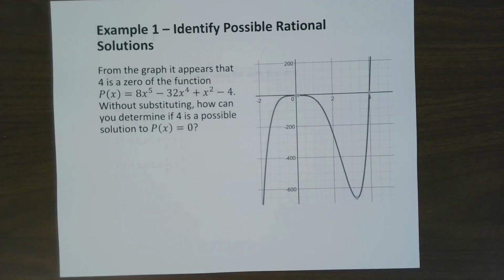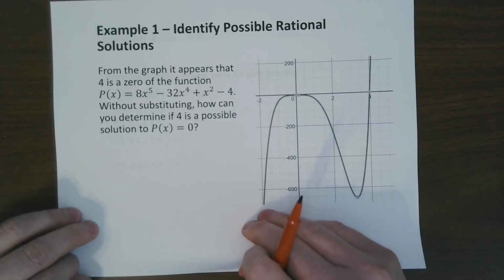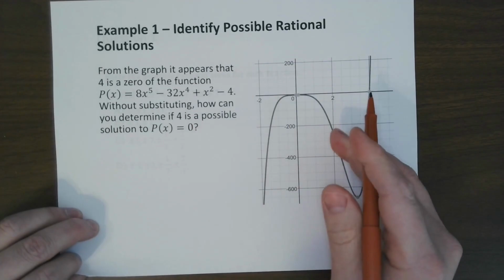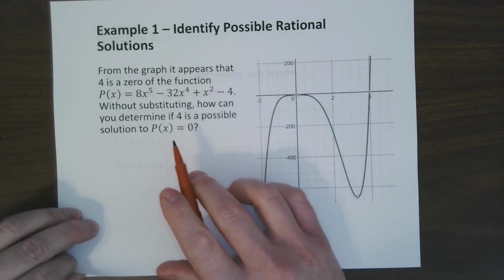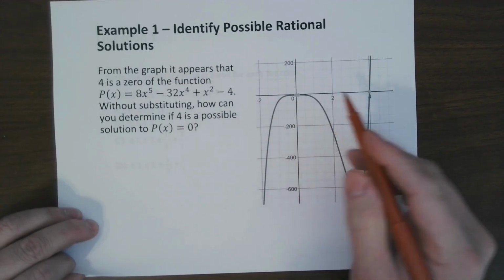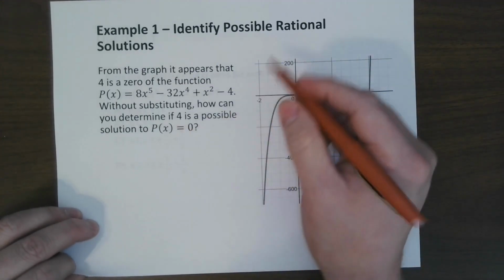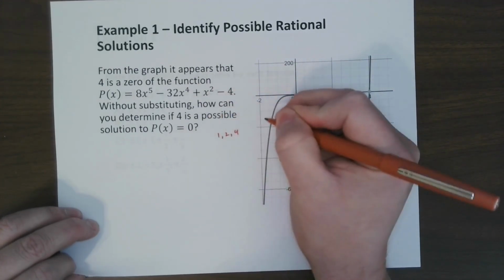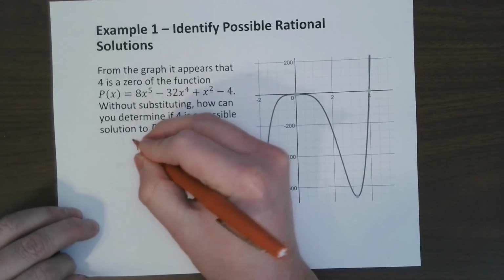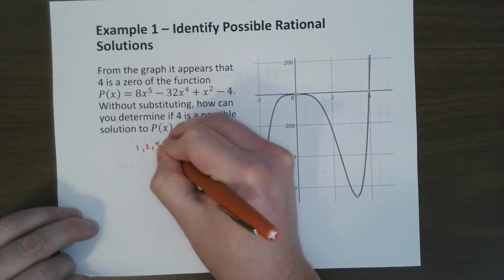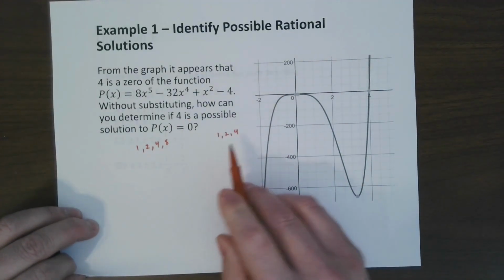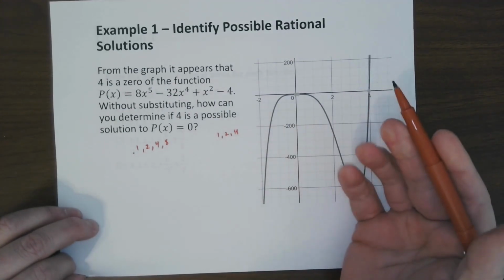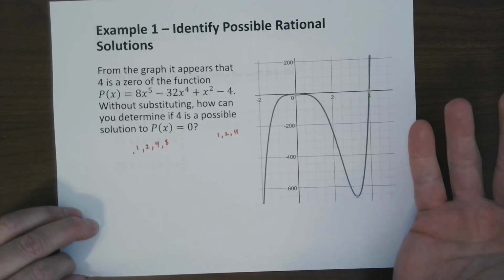If we take a look at this, I put the graph here just to help us out. It says from the graph that 4 is a zero of the function. Without plugging it in, can you verify that? Yeah, you can tell just by where it crosses the graph, but you can also know it from the rationals. If you do the factors of 4, which would be 1, 2, and 4, and the factors of 8, which are 1, 2, 4, and 8, we notice that 4 is 4 over 1, so it is a possible solution. That's pretty much it.